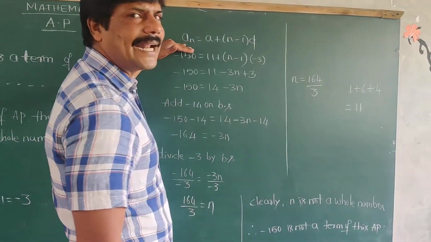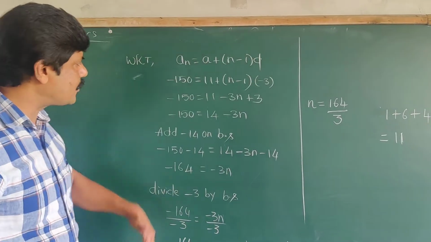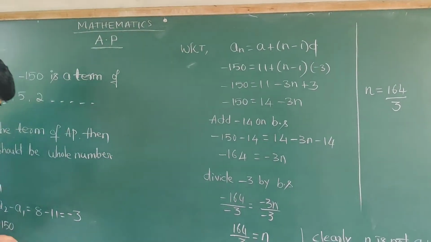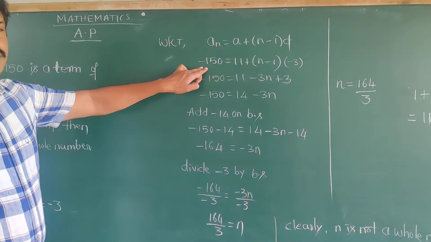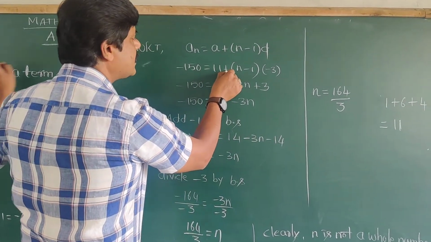Now, we know the nth term formula: an equals a plus n minus 1 times d. Substitute the values. an we have taken as minus 150, a equals 11, first term, plus n minus 1 times d.